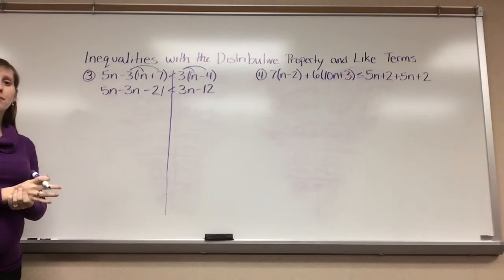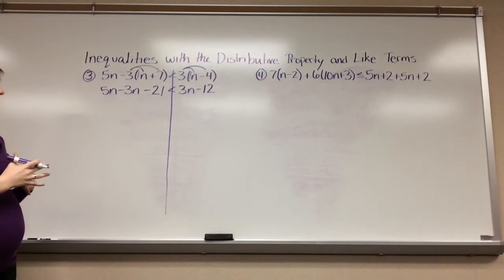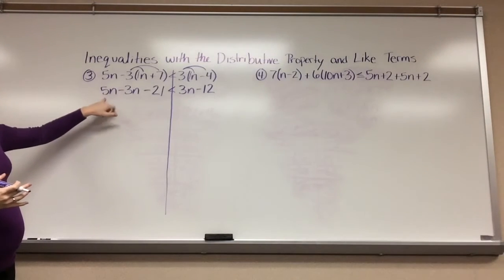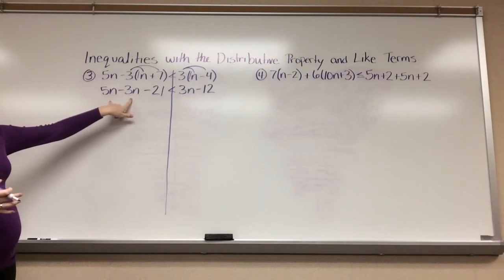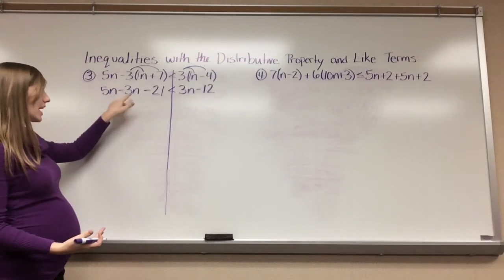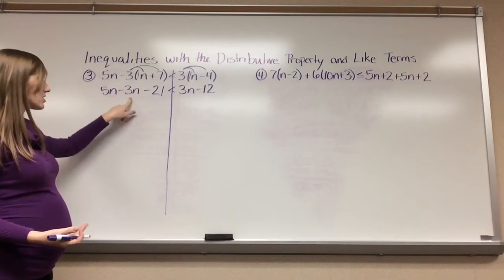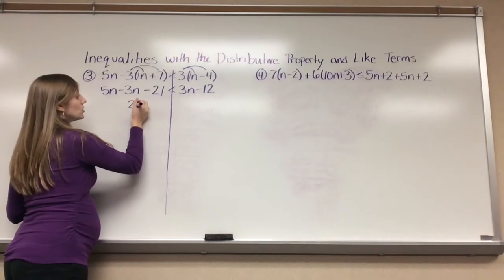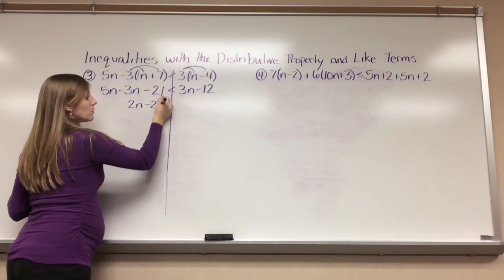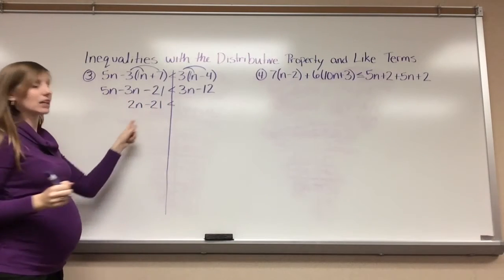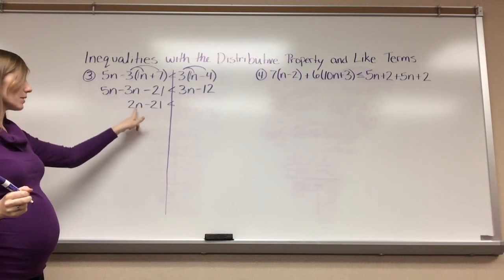Once you do the distributive property, make sure you combine like terms. So taking a look, I have a 5n and a 3n on the left-hand side. Those are like terms. They have the same variable, so I'm going to go ahead and combine them. 5n minus 3n is positive 2n. The minus 21 stays the same because it's not a like term. They don't have the same letter.